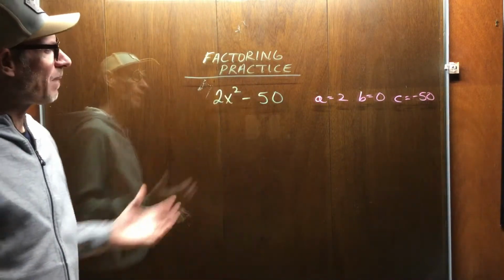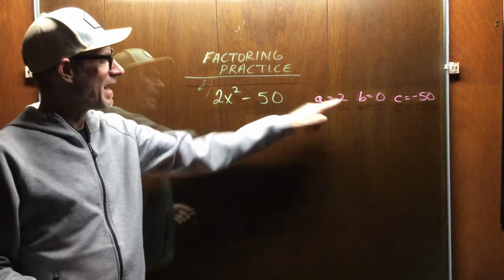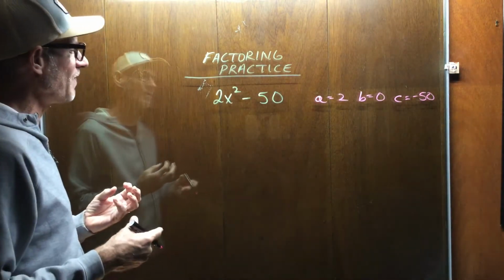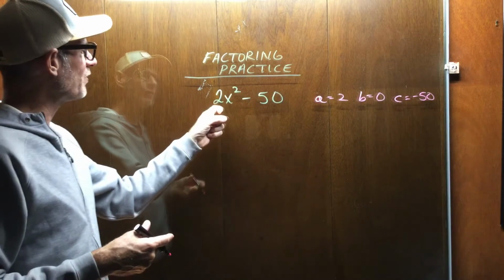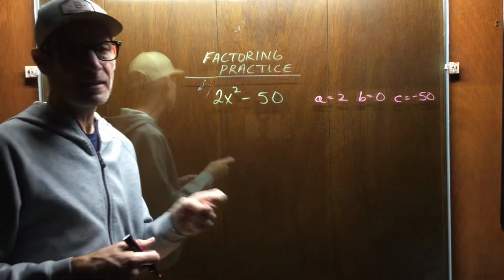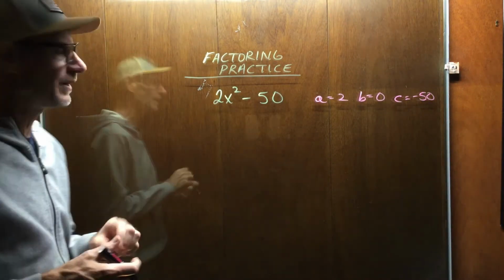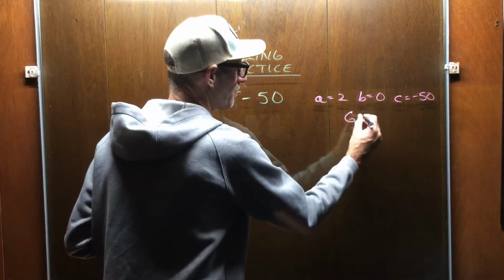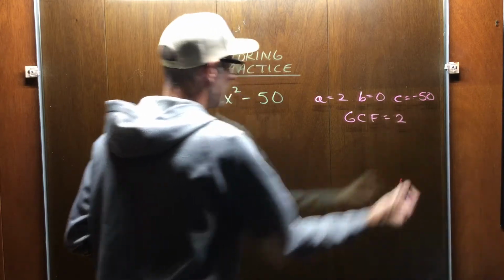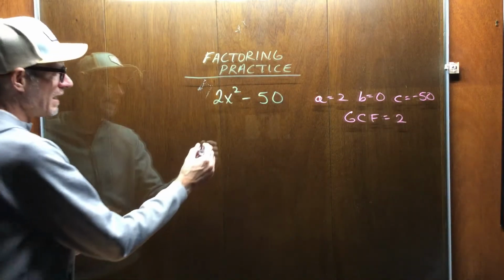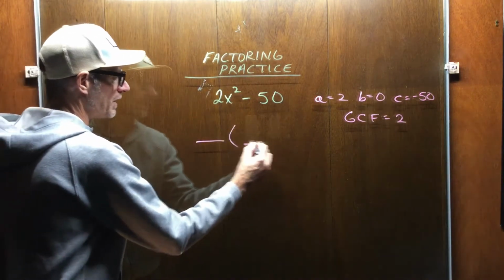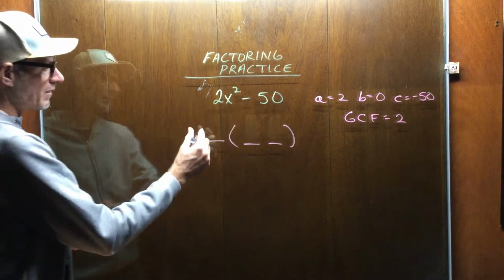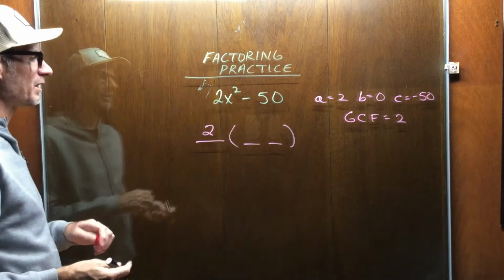Now, when I look at this binomial, I can see that my a value is not 1, so there might be a greatest common factor to look for. And when I think of 2 and 50, and I think of the biggest number that will go into both of them evenly, it will be a 2. So my greatest common factor on this problem is 2. So again, I'm going to have a number in the front of the parentheses and a binomial factor following that. My greatest common factor is 2, and it's going to go into the front.